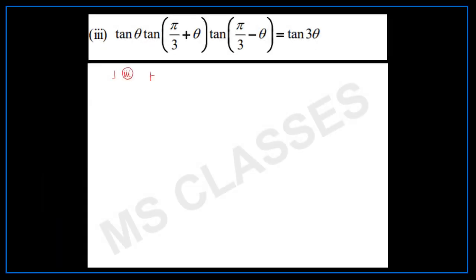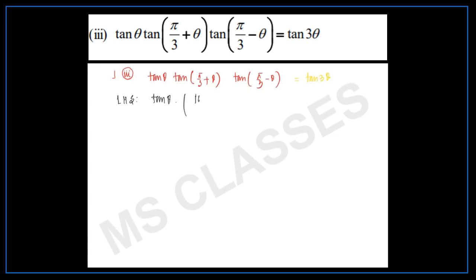Next: tan theta into tan(pi by 3 plus theta) into tan(pi by 3 minus theta). We have to show that this is equal to tan 3 theta. Now we start with LHS. So tan theta into this one, tan(A plus B) formula.